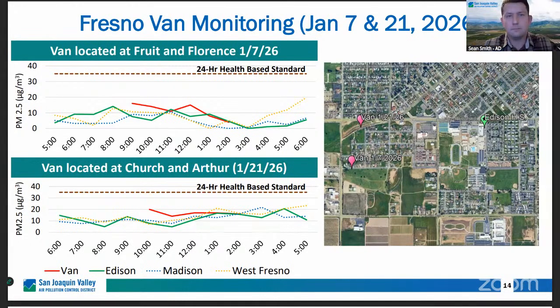Mhm. And also to keep in mind is that, for example, if we're comparing to Edison, it's farther away from the street, whereas the van is right on the street. So this doesn't really indicate that there's more traffic at those locations versus at Edison High School either. It's just that the van is so much closer to that source versus where all these other sites are, farther away from the street.